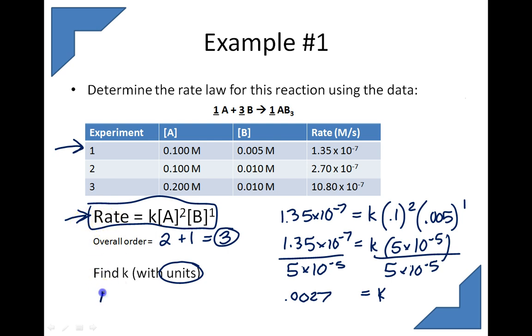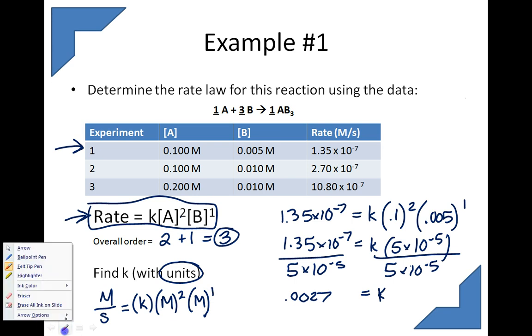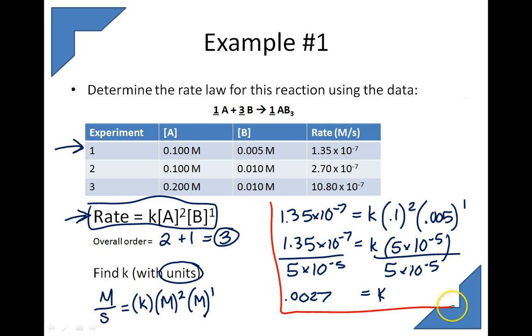On the rate, the units are molarity per second. That equals K, which we're trying to find the units for, times A. It's in brackets, so that means that it's a molarity, and that's squared. And the molarity of B will just be to the first power. I'm going to switch colors here so this doesn't bleed into the work we did over here. So what we see now is that we have molarity per second equals K times molarity to the third.